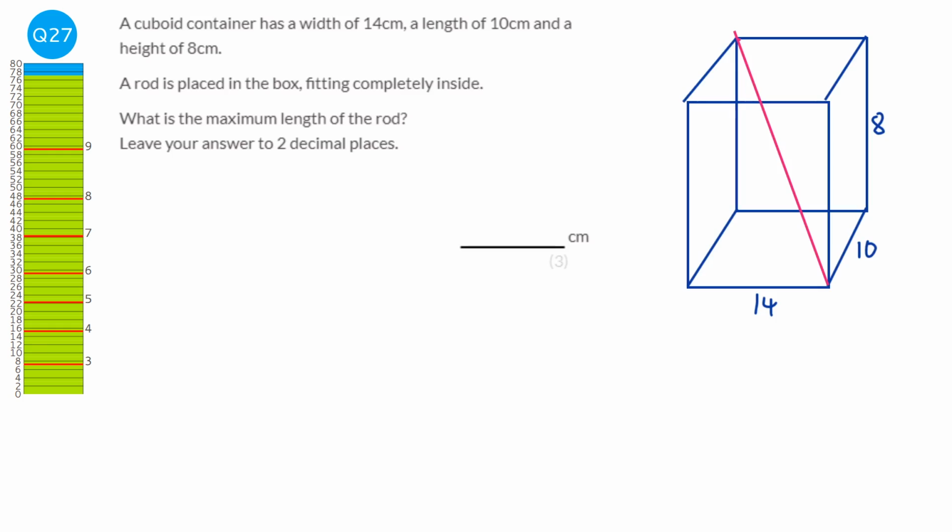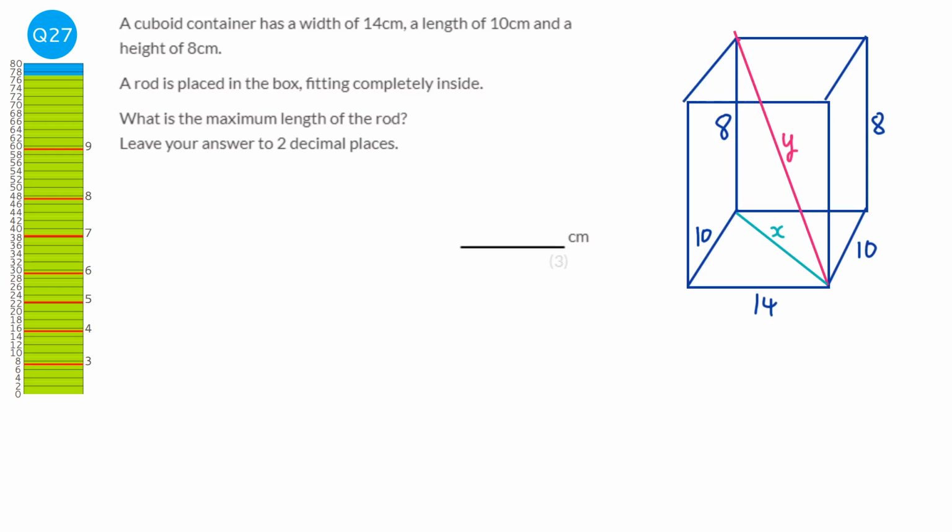So first of all we have to work out what this length here will be, and then we can use the fact that this is 8 here and work out the length of the diagonal. So I'm going to call this x, and I'm going to call the diagonal y, just so we've got something to refer to in our working out. And it might be helpful that this side here is 10.